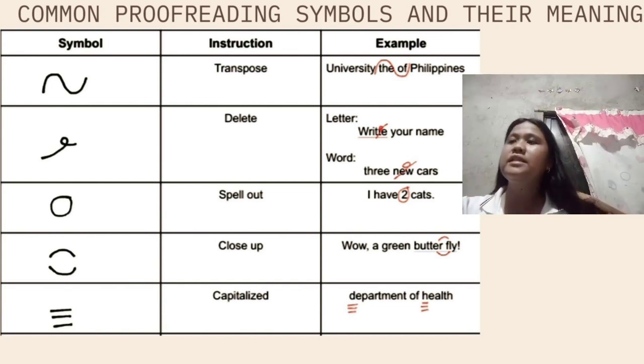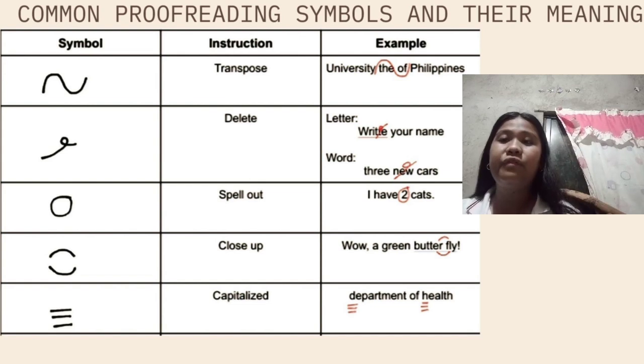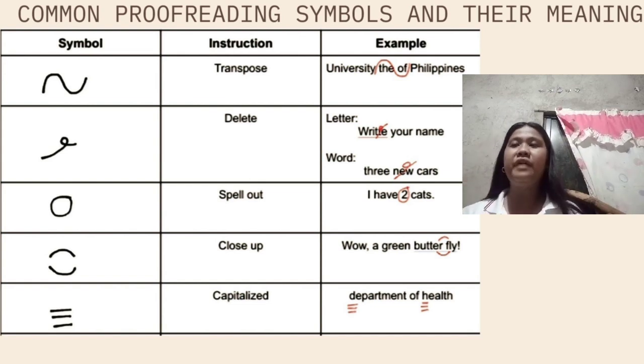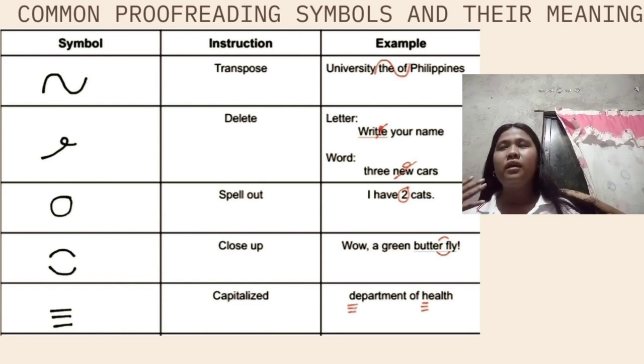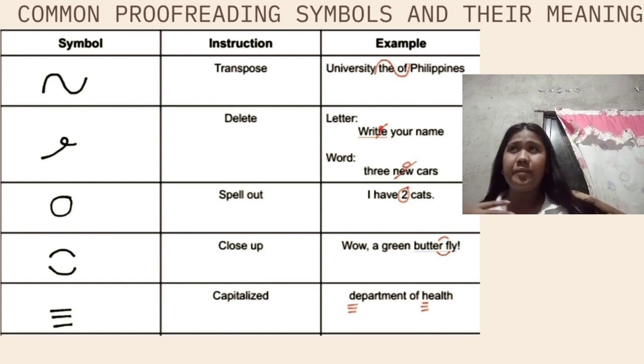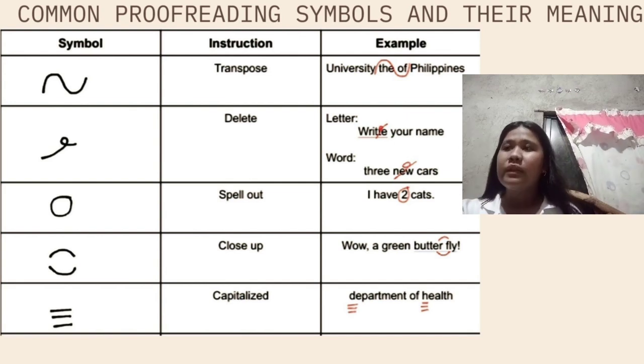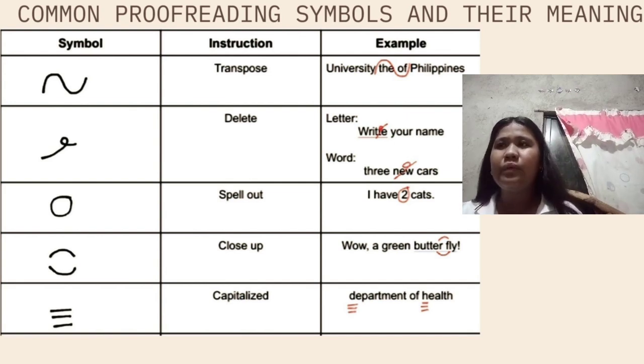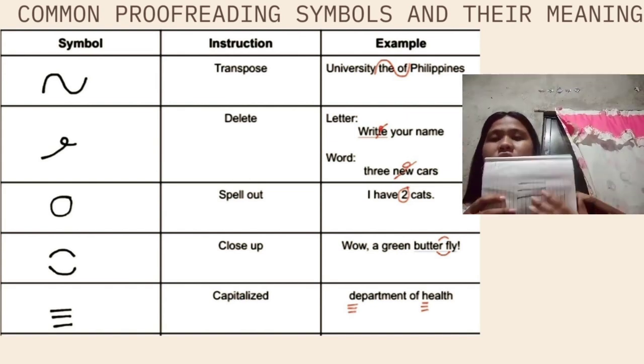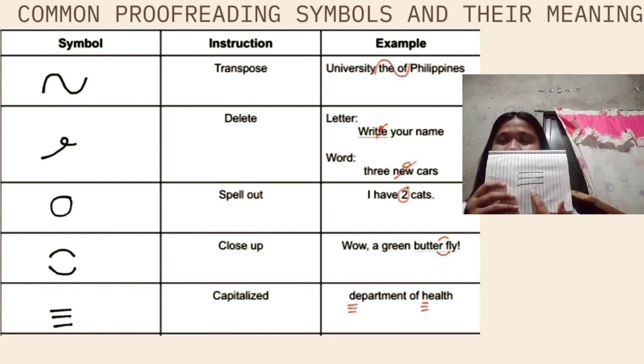So as you can see in the example, Department of Health. Since Department of Health is a proper noun, which is the name of a specific organization or system, the first letter in the word department, which is the letter D, should be capitalized. So you are going to put 3 horizontal lines under the letter D.